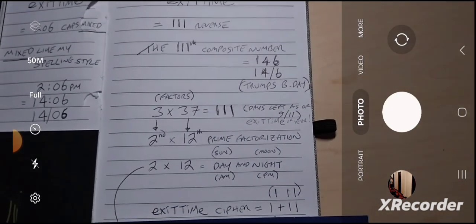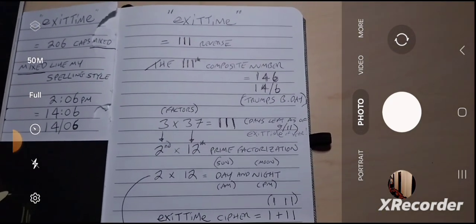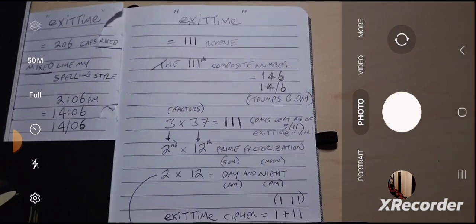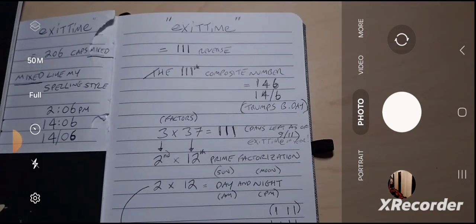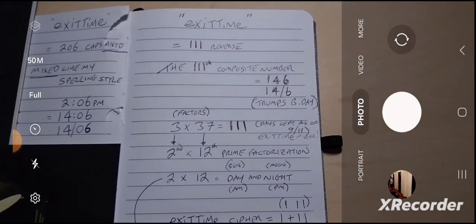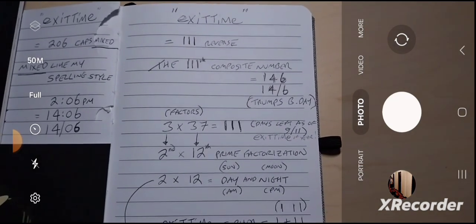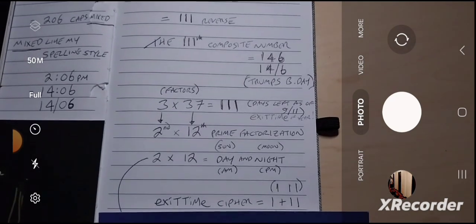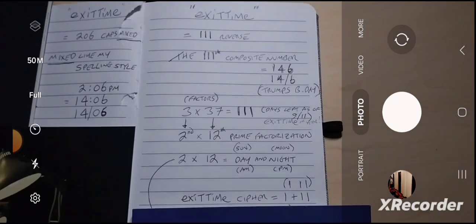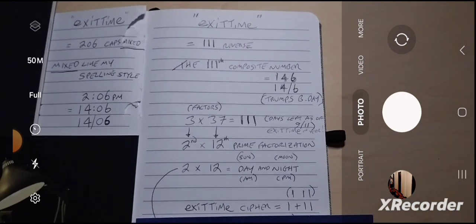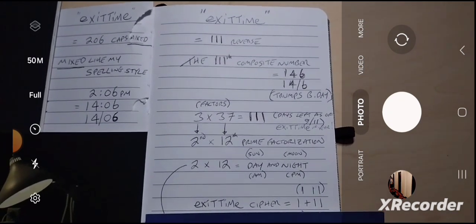The exit time cipher is all about 12 because it starts with A being 12. So it's 1 plus the 11, just like 111. You can't really reduce 111 to 3 because 11 is there. So it's 11 plus 1, if you're going to be really numerology strict on that. So that rule is that you don't reduce the 11. It's a master number.